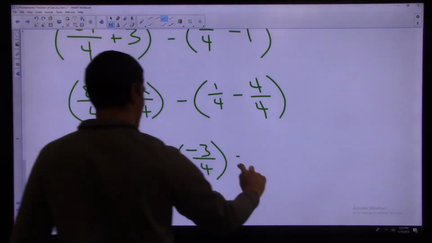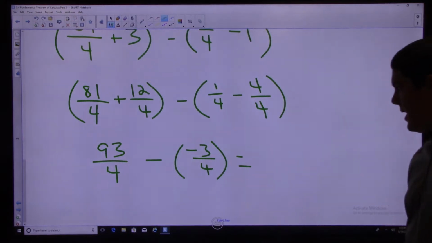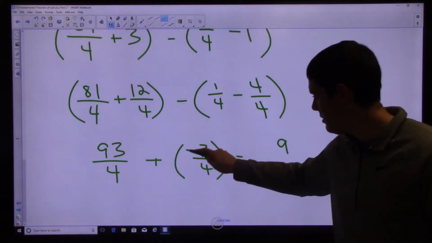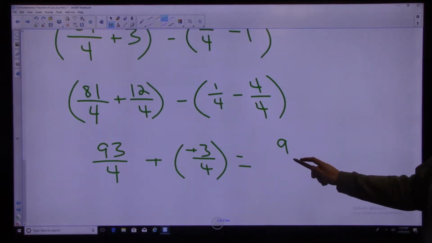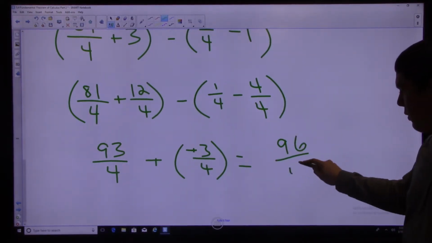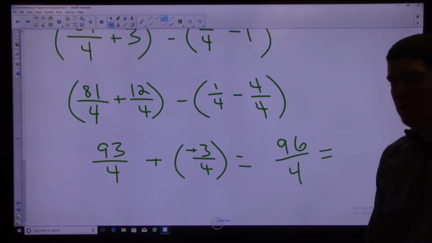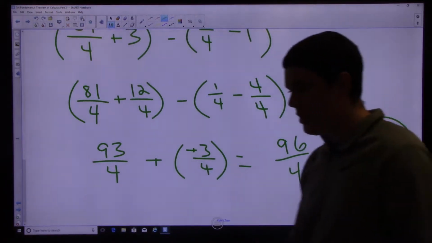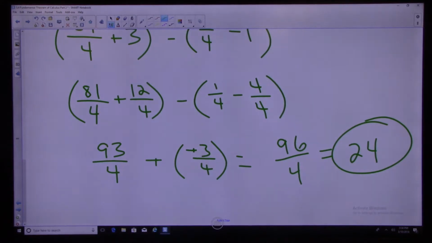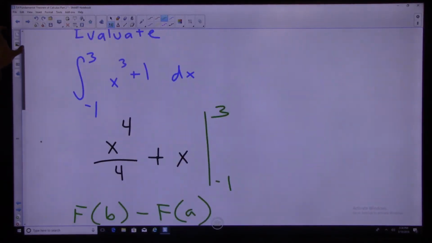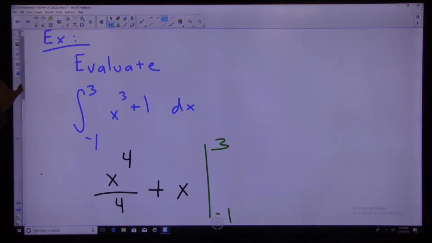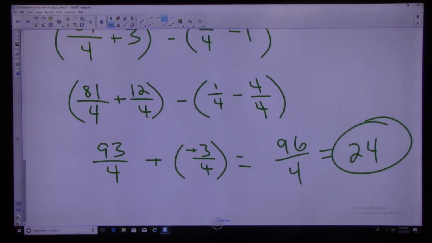So when we minus a negative, it gives us a positive. So we're going to add those. And so that'll give us 96 over 4. Guys, type that in your calculator. 96 divided by 4 is going to be 24. So the area under the curve of this function from -1 to 3 is going to be 24.